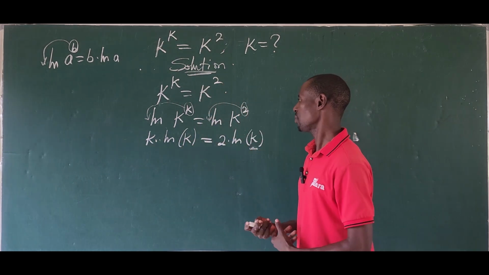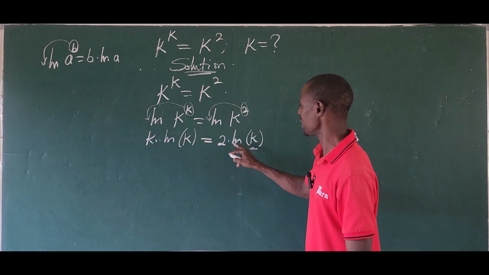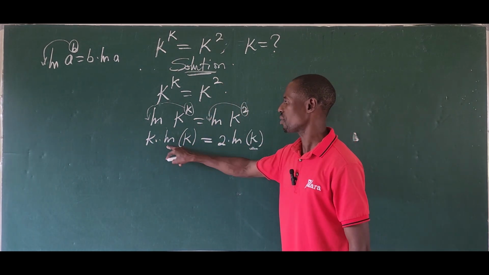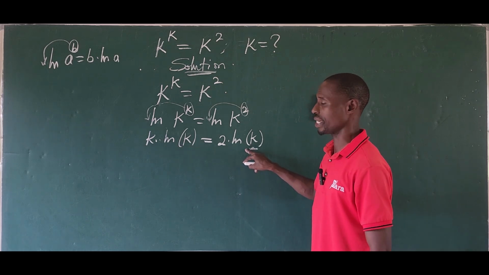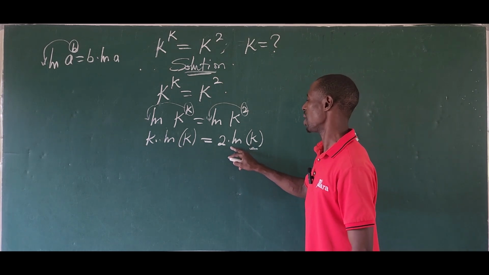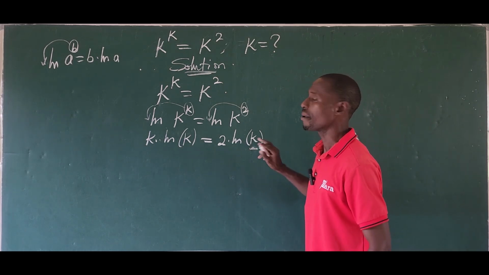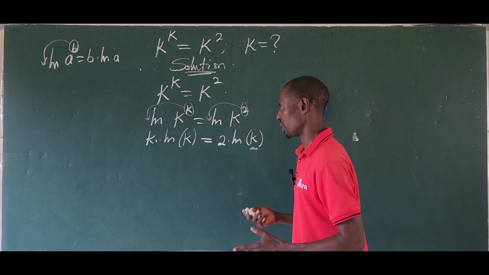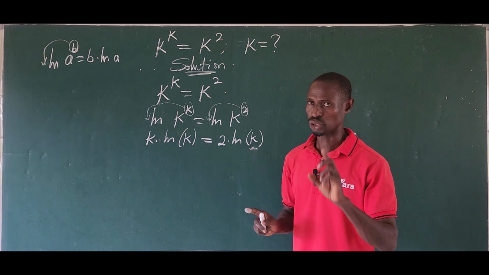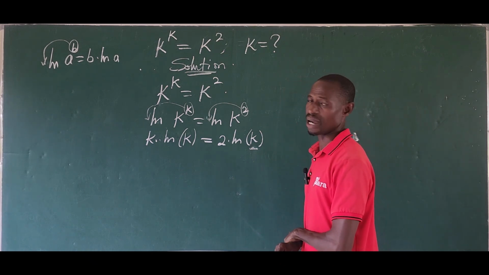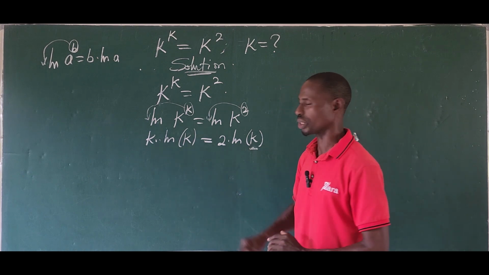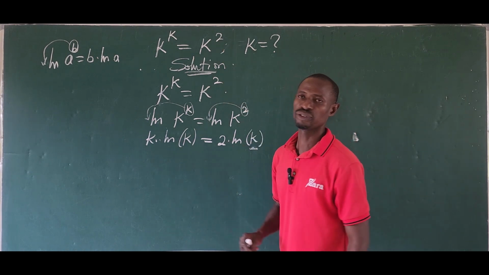Okay. If you decide to divide through by the ln of k, because here we have ln of k and here we have ln of k, right? If we decide to divide by ln of k here, then we're going to run into trouble. In other words, we're going to solve for just one value of k, which is k equal to 2. But here we are asked to look for two values.